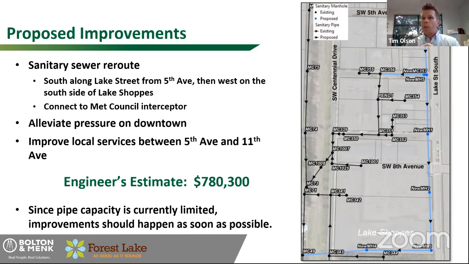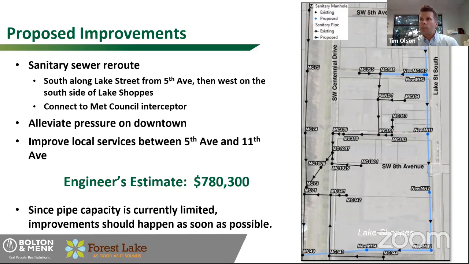And the blue line would be the proposed system. And so through this area, we also make a connection to the Metropolitan Council interceptor. That interceptor is basically the main discharge line, and really one of the northernmost manholes in Met Council's system. And that connection to that line is very critical.